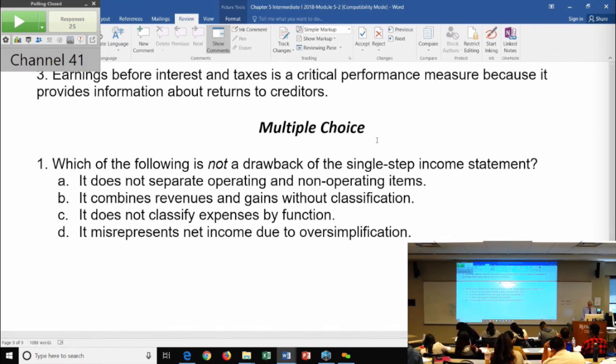D is absolutely wrong. It doesn't misrepresent income, and let me make this last statement before you go. The single-step statement will still show you enough information to get EBIT, but it's more difficult. It doesn't misrepresent, it just does not have those classifications. That's the thing, it's unclassified. Is net income the same if it's single or multi-step? Yes. Income's the same whether it's single or multi-step. So misrepresentation clearly is not complete.